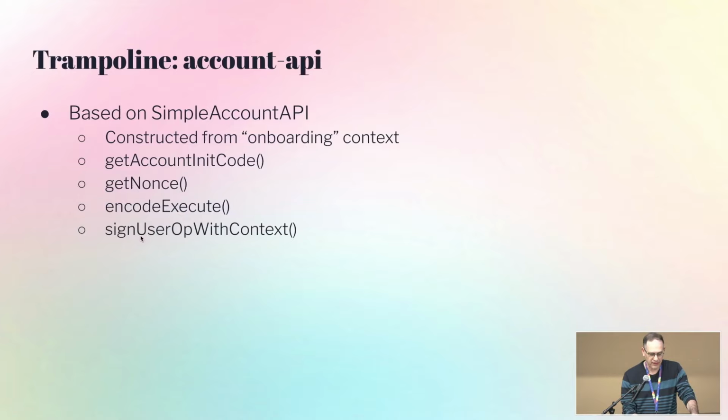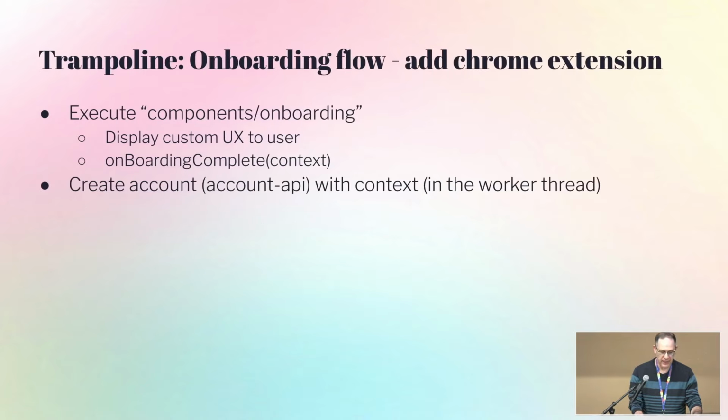You need to provide it three more functions. One is to handle the nonce. One is, of course, to create the execution function, and a way to create a signature, which is parsed by your account. And then during onboarding, you have the onboarding component. The onboarding component brings up a custom UI to collect information from the user, and at the end, brings the hooks to create the account.